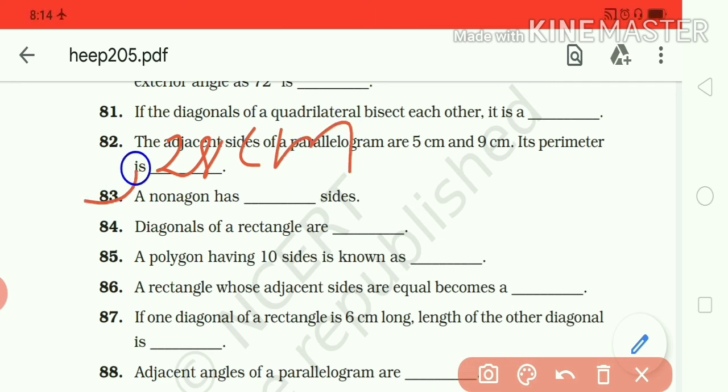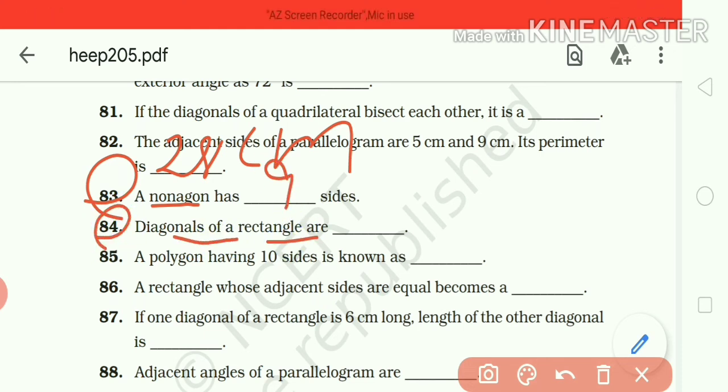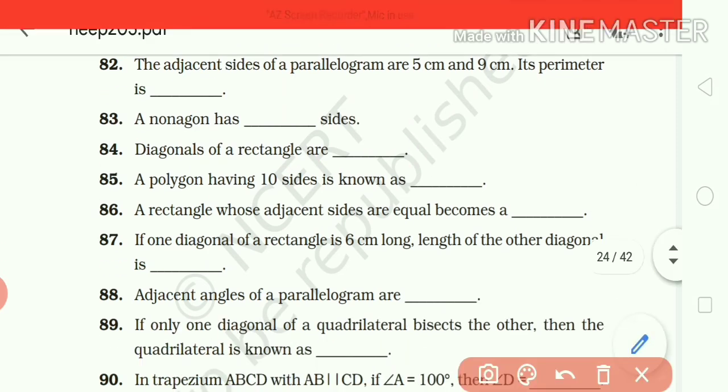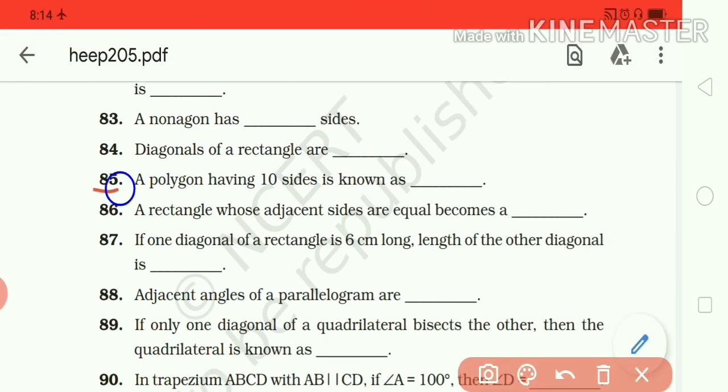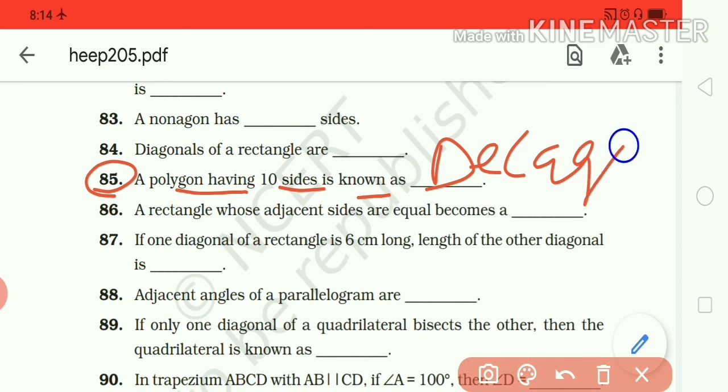Now come to question number 83. A nonagon has 9 sides. 84th, the diagonals of a rectangle are equal and bisect each other, right? Now comes question number 85. A polygon having 10 sides is called a decagon. So this is decagon.